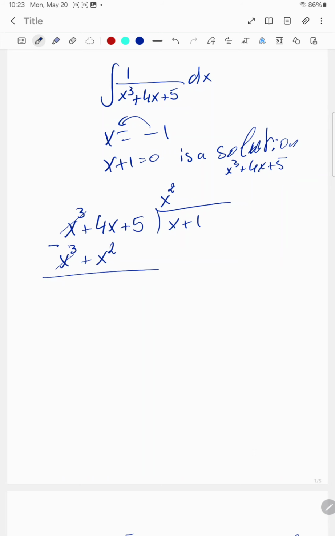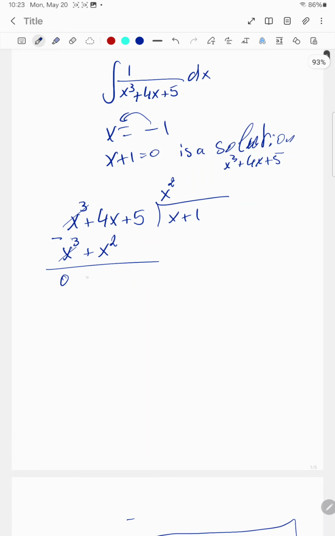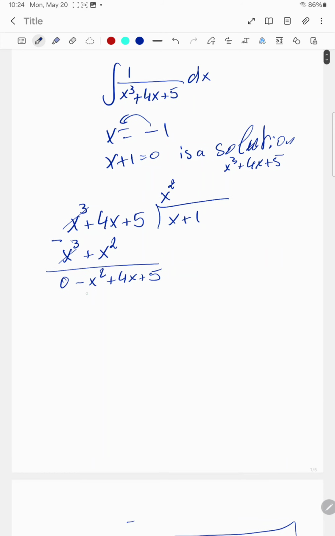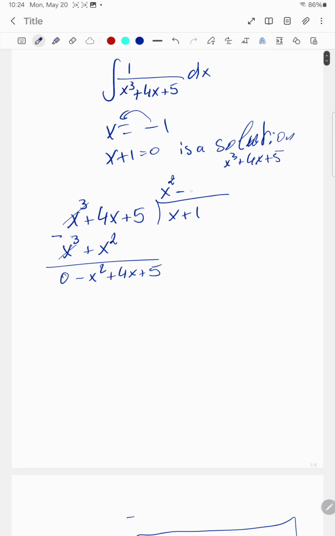So this and this would go. x cubed minus x cubed is 0. And then I have the minus x squared, because minus times plus is minus. So it becomes minus x squared plus 4x plus 5. And now I have to multiply x by something to have my minus x squared. So I multiply it by minus x. So I will have minus x squared minus x, because minus x times x is minus x squared, and minus x times 1 is minus x.